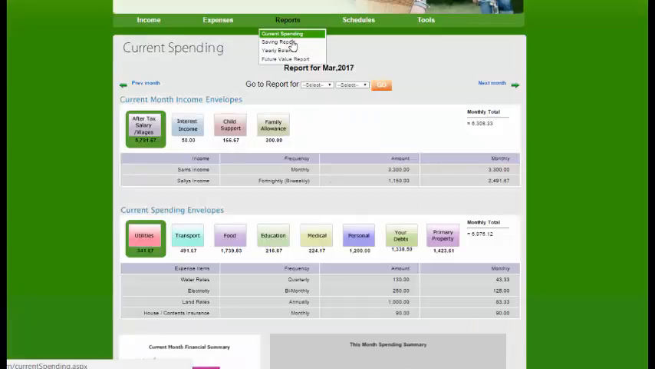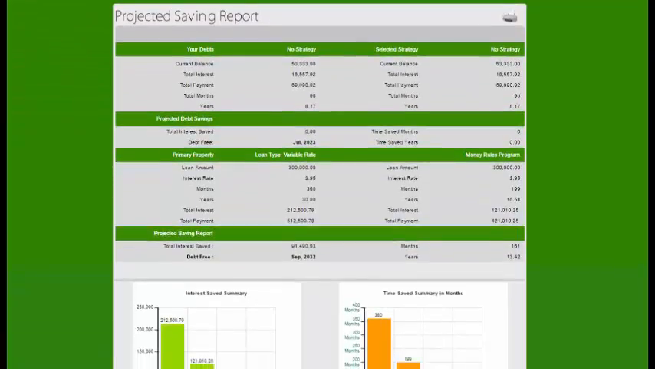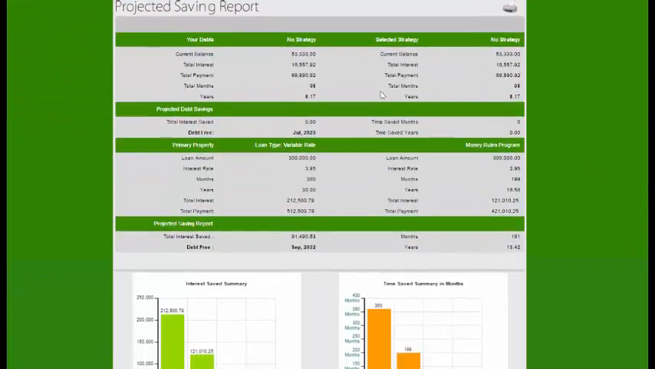The saving report, and this is the one that people will generally rush to have a look at because they get a pretty good overview of their whole situation. Remember, we had $53,000 in debt, $16,000 in interest, and a total of $69,000 that they were going to pay over 98 months or 8.17 years. We haven't selected a strategy as yet, so we've not saved them any time, but we know that they're going to be out of debt in 8.17 years.